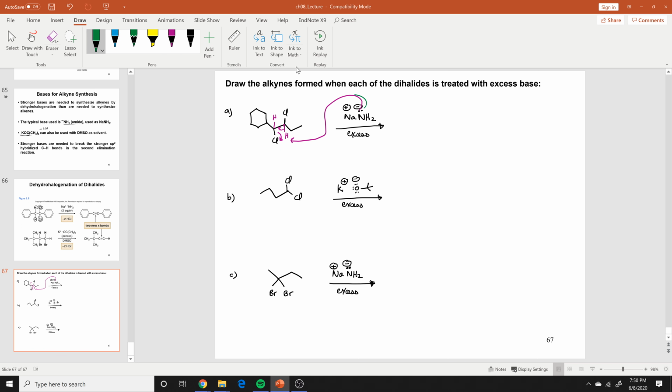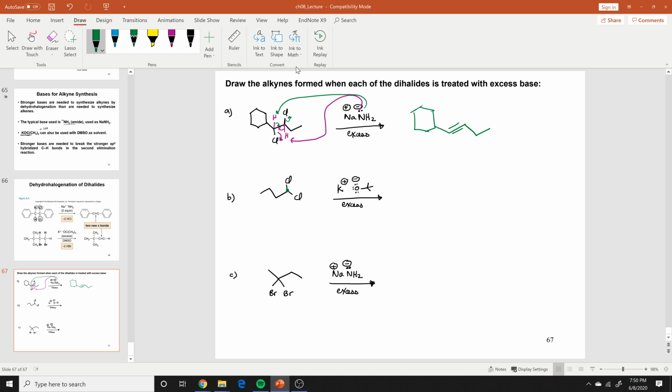The base is going to come again. It's going to take my hydrogen, form a double bond, and the halogen is going to leave. So it's going to be a triple bond. The triple bond that I'm going to form here is basically between the two halide-bearing carbons. So that is going to be my triple bond.